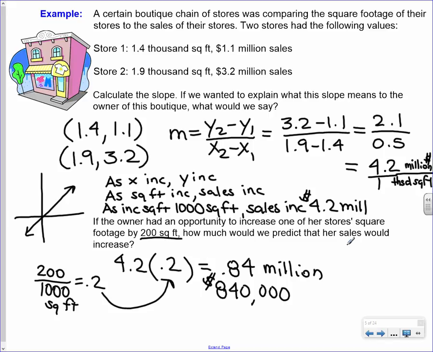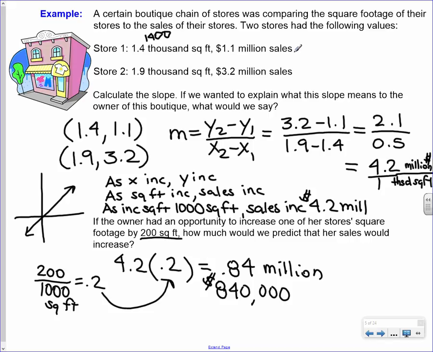Here we can also think of it as how something is changing. A certain boutique chain of stores was comparing the square footage of their stores to the sales of their stores. Two stores had the following values. So we're looking at how square footage of the store and revenue of the store relates. Okay, so in store one, we had 1.4 thousand square feet, which would be the same as 1,400 square feet, right? It's just the way they're talking about their units. So in this one, square footage was in thousands of square feet.